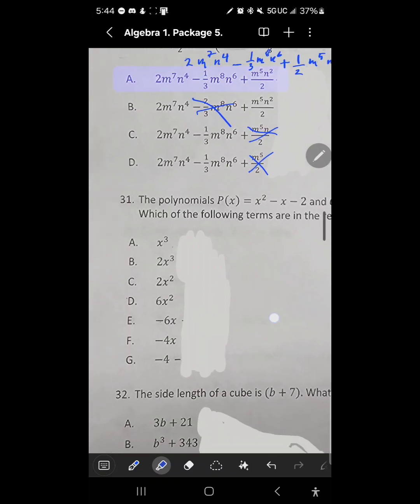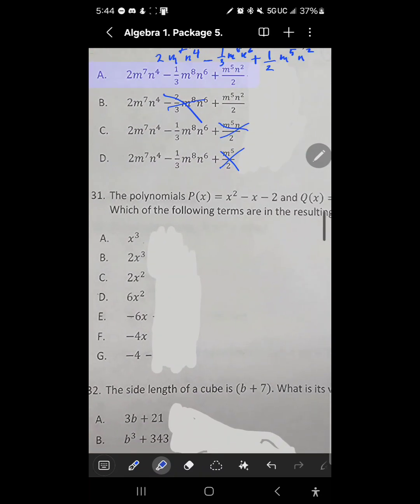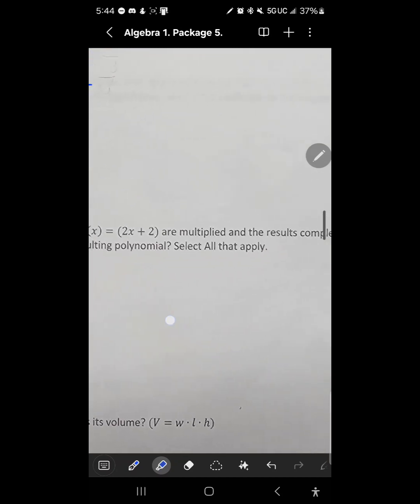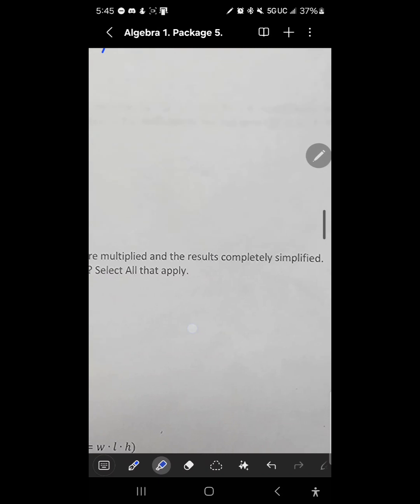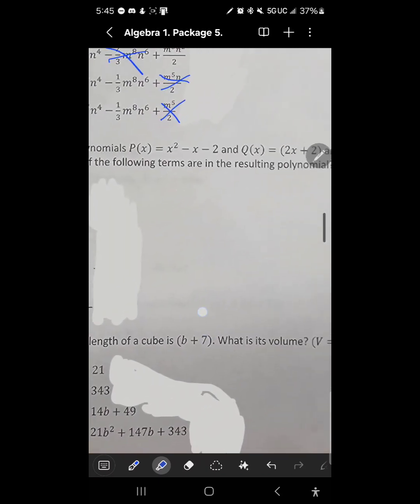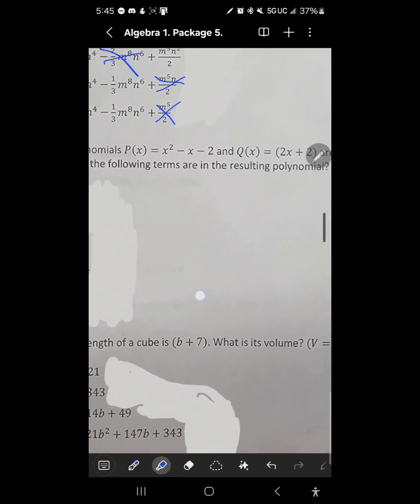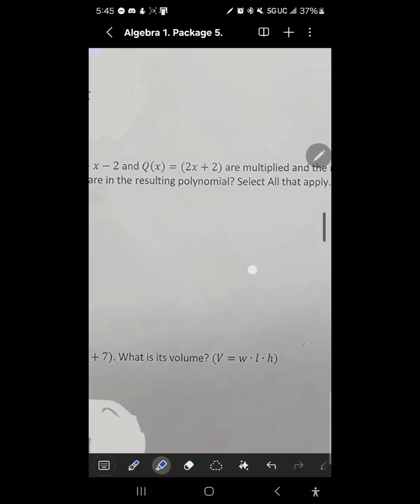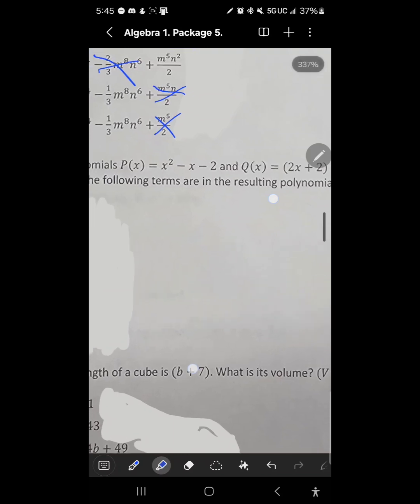Now let's see. The polynomials p equals x squared minus x minus 2 and q equals x plus 2 are multiplied, and the results completely satisfy. Which of the following terms are in the resulting polynomial? Select all that apply. Okay, let's see.